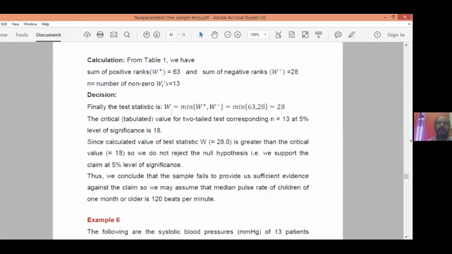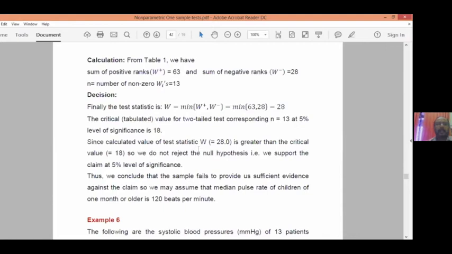So for the decision, the test statistic is the minimum value, which is 28. Then we compare this test statistic value with the critical value. We look at the Wilcoxon signed rank table. From that table, at n equal to 13 and 5%, 0.05, we get the corresponding value 18. That is called the critical value. So we compare these values.